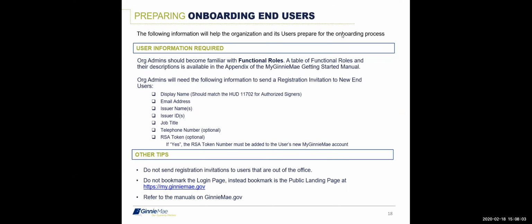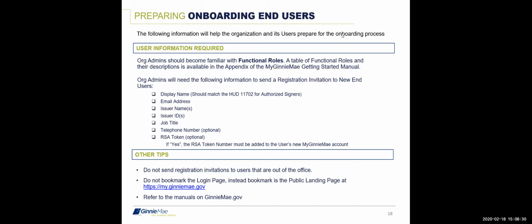Again, as you prepare for onboarding, as I mentioned, we are going to send you user lists based on the users that were in our legacy systems from your organization as of November 2019, and you can use that to assist you. But you may want to begin gathering these pieces of information so that you can start sending registration invitations as soon as you gain your access to the portal.